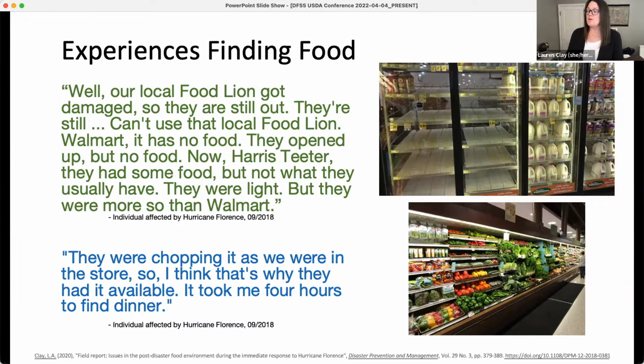And the bottom quote really gets at the appropriateness of foods. This person was interviewed, sharing that it took them 4 hours to find dinner on the same day that the photo on the right of the produce section was taken, just showing that what's available in the stores is not always a match for what people need in a post-disaster setting.